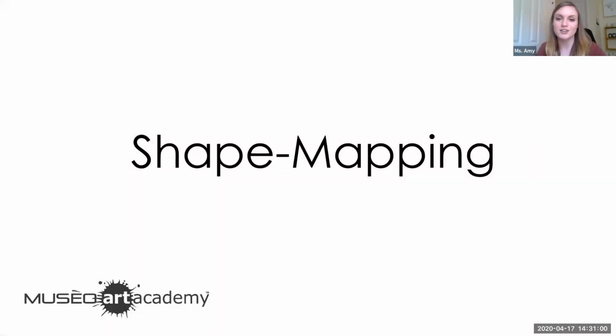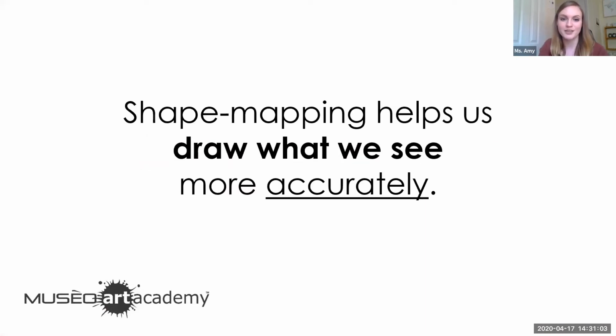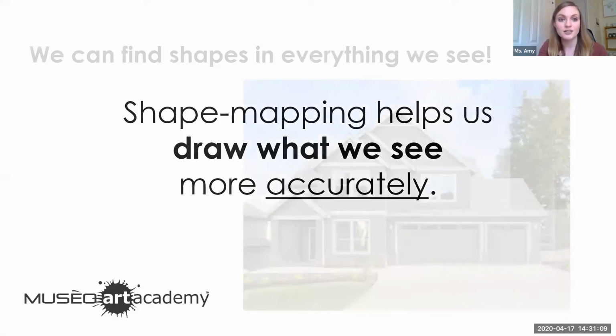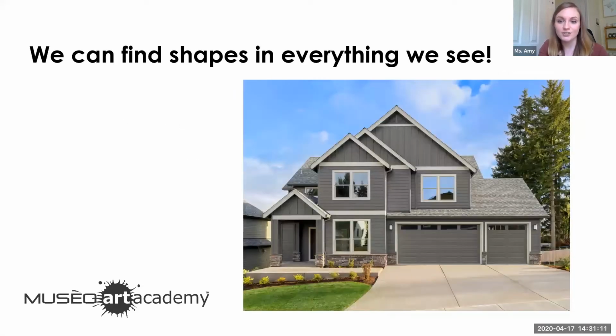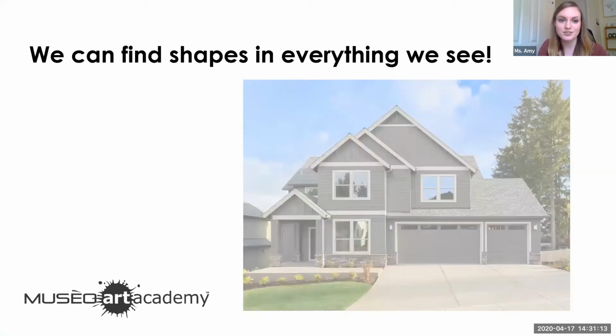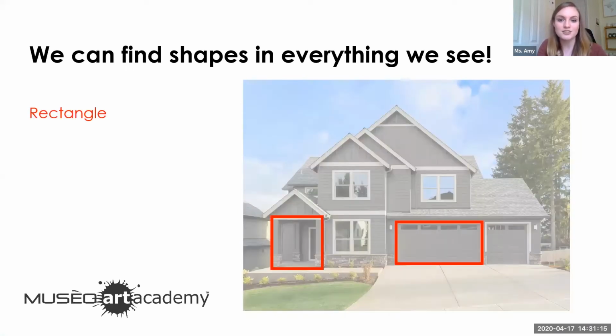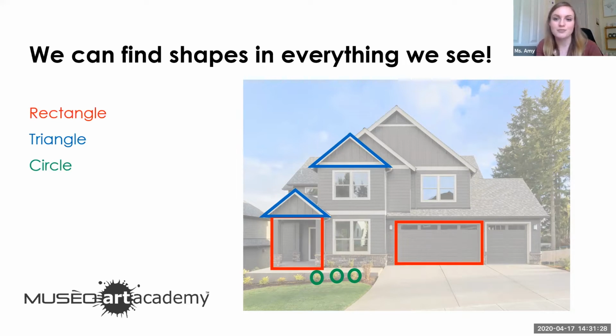So we are going to talk about shape mapping. Shape mapping helps us draw what we see more accurately or more like real life. We can find shapes in everything that we see, including this house. Looking a little bit closer, you can see rectangles in the garage, in the entryway. You can see triangles to create the rooftops, and you can see circles in the shrubs in their garden out front. So breaking it down into simpler shapes helps us make that house a little more manageable to draw.